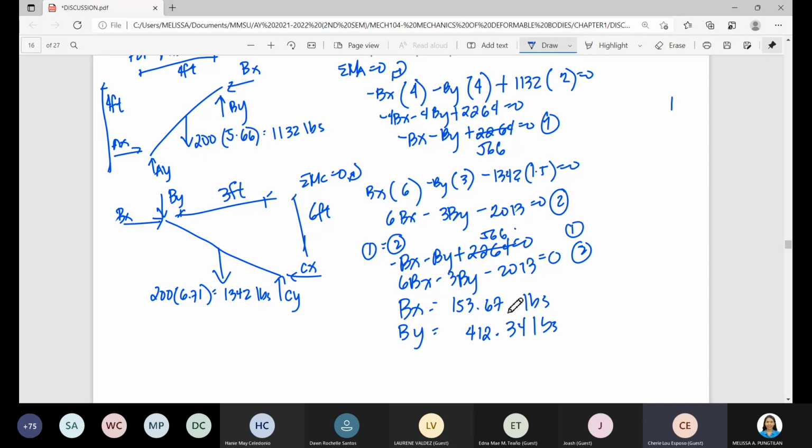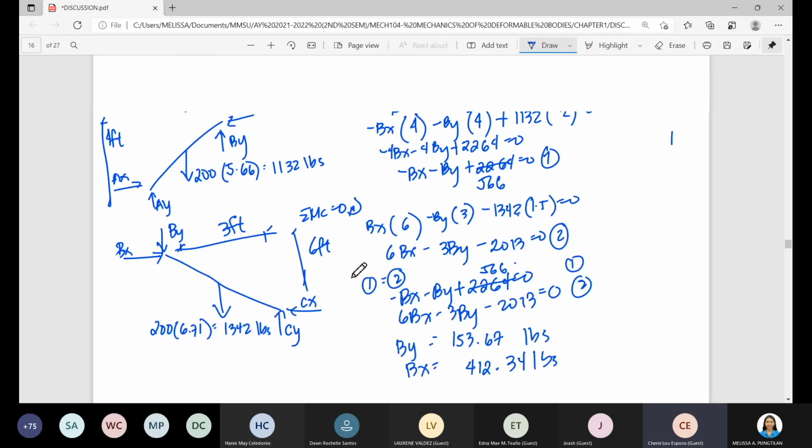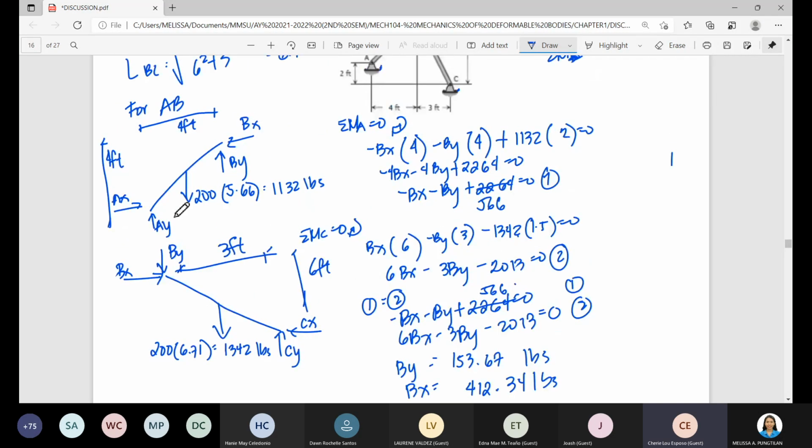Ayan. So, it is equal to 412 and then 153.67. Baliktad. So, this is By. Baliktad yung input ko. So, this is By and this is Bx. Okay. So, meron tayong value ng B. Therefore, magagamit na natin siya in solving for reactions at A.